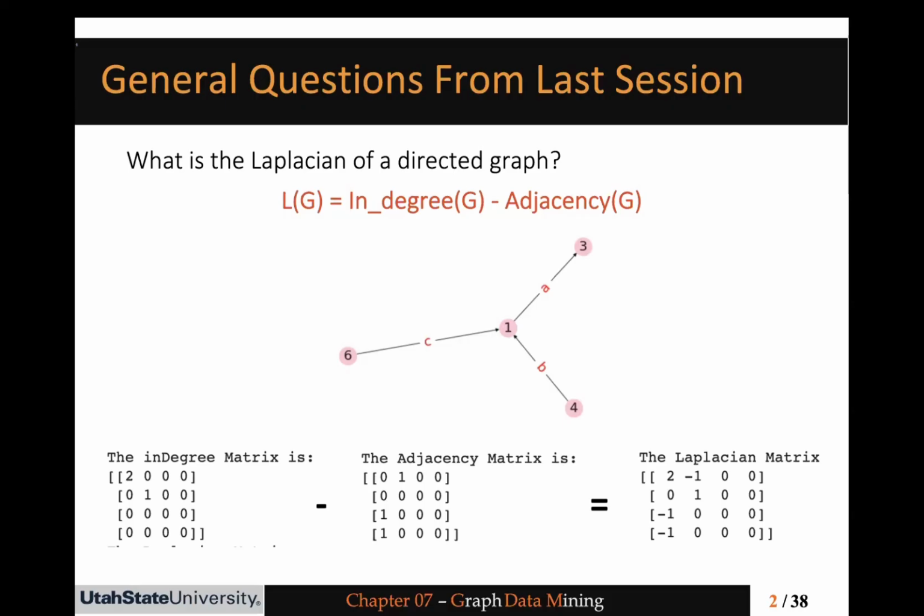So in case you were wondering, the Laplacian for a directed graph is nothing but the in-degree matrix minus the adjacency matrix of that graph. We're not really going to talk about it in today's lecture, but the Laplacian in general is a very important concept that we will use for spectral clustering later on.